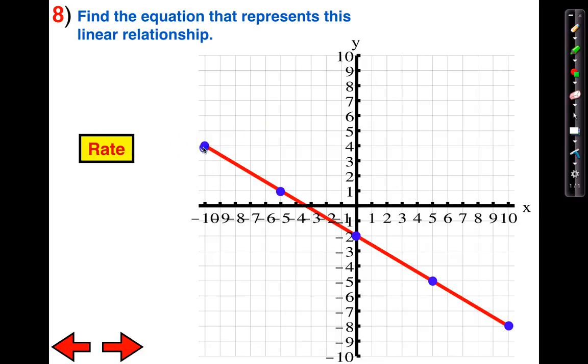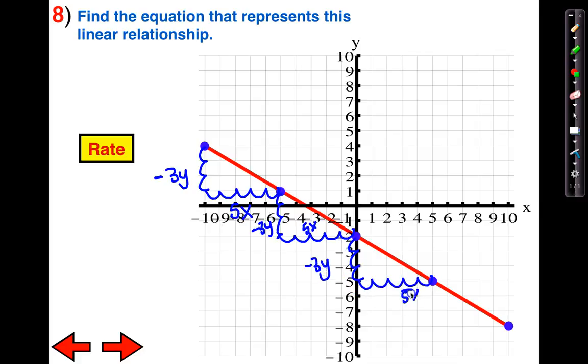So here, I'm noticing it's dropping 1, 2, 3 y. Since it's dropping, I'm going to put negative. And then we're going 1, 2, 3, 4, 5 x. Sorry, I keep saying this wrong. Once more, we're dropping 3 y, and it's moving over 5 x. Since it's dropping, it's negative, and it's going over 5 x.